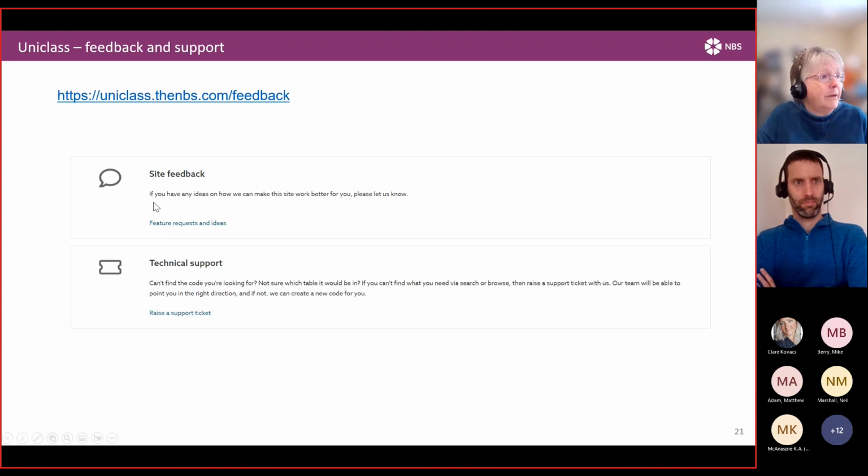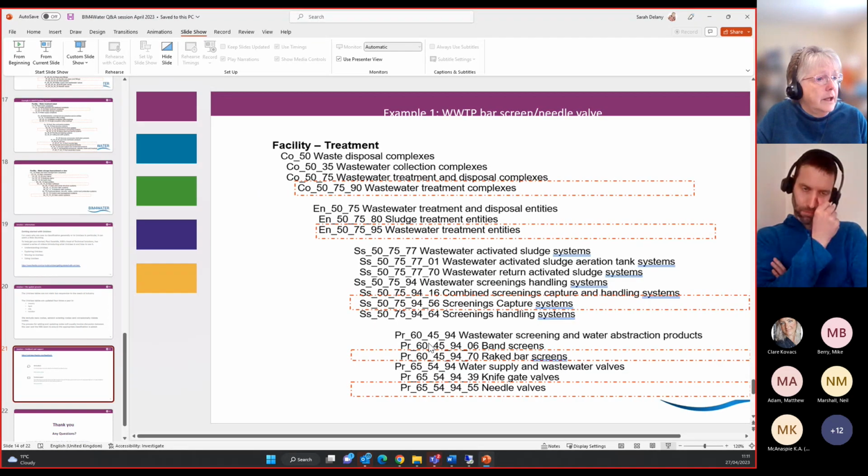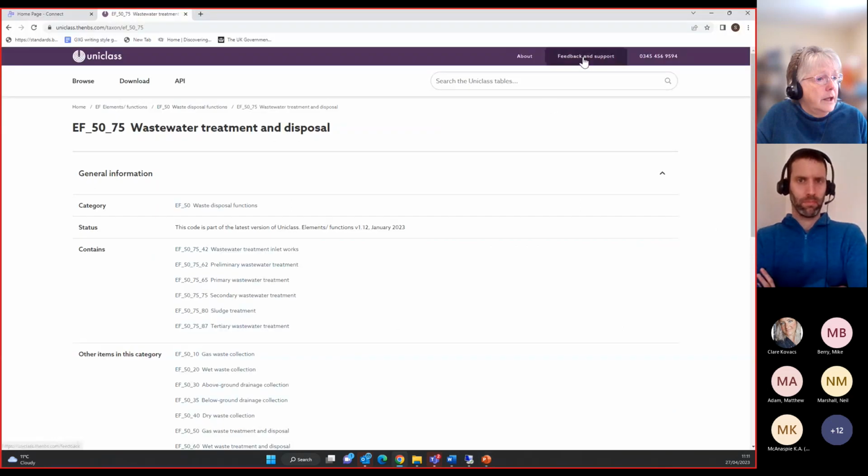So you can give feedback on the site itself, but also raise a support ticket if you can't find the code that you want. And I'll just go back to the website itself. You can see up here, is that showing, Martin?